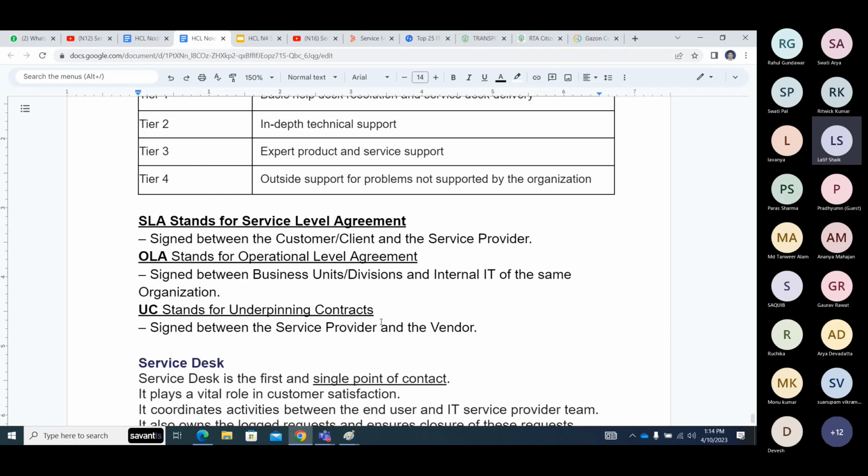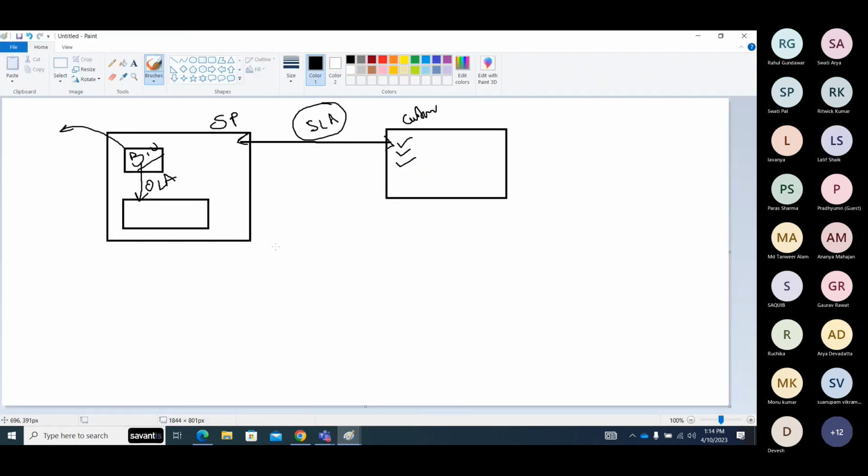Underpinning contract is signed between the service provider and a vendor. Think of this as an organization. I have vendors, suppliers. It is a continuous supply of infrastructure related or internet related things, or product related, anything. The vendor is the one supplying the main things to our organization. It can be a software supplier or a hardware supplier, whatever it is.